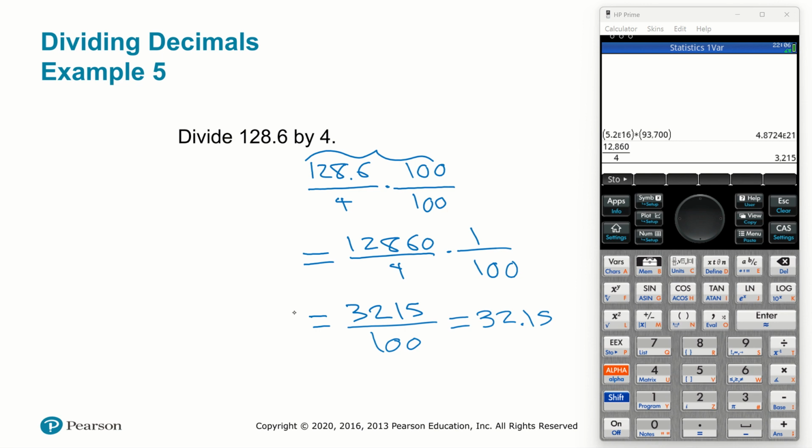Like if you have a simpler example, which is also good to know. Let's say you have 2.4 over 0.8, right? Notice that in this case, if I just multiply top and bottom by 10, I just end up with 24 over 8, which is what? 3. We didn't have to do any kind of decimal division at all.